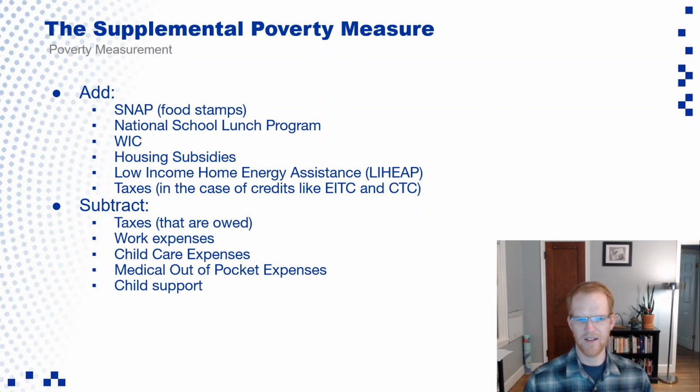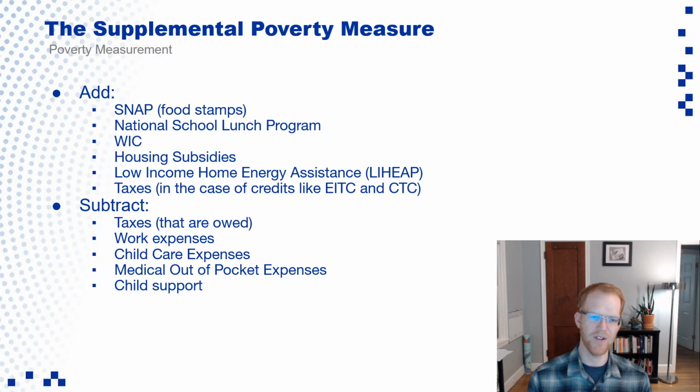One that is produced and used fairly widely by researchers is called the Supplemental Poverty Measure. It is produced by the Census Bureau. The initial poverty measure is based just on income. This adds in benefits like SNAP, or food stamps, and WIC, Women, Infants, and Children, which is another food-related program, the National School Lunch Program, and housing subsidies. We've talked about those a little earlier, but if you're getting a voucher for housing, that is basically an income benefit that reduces how much you pay for housing. So this should count in terms of your resources.